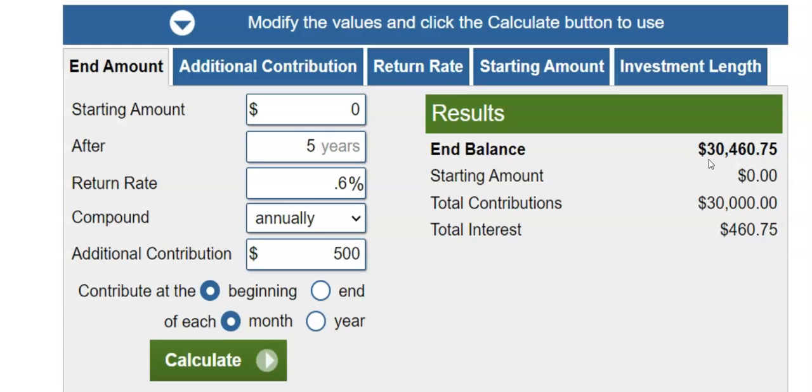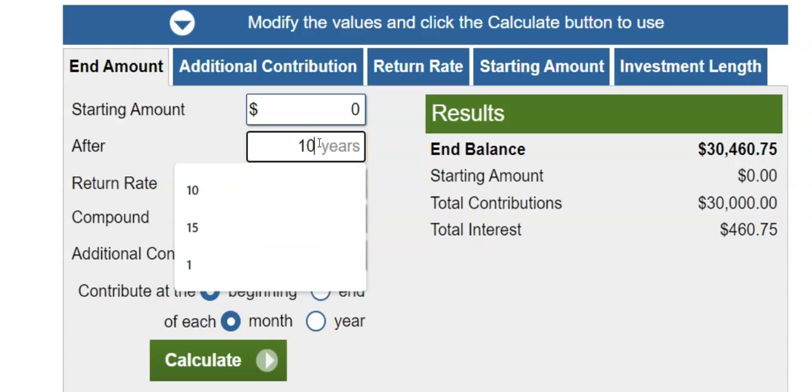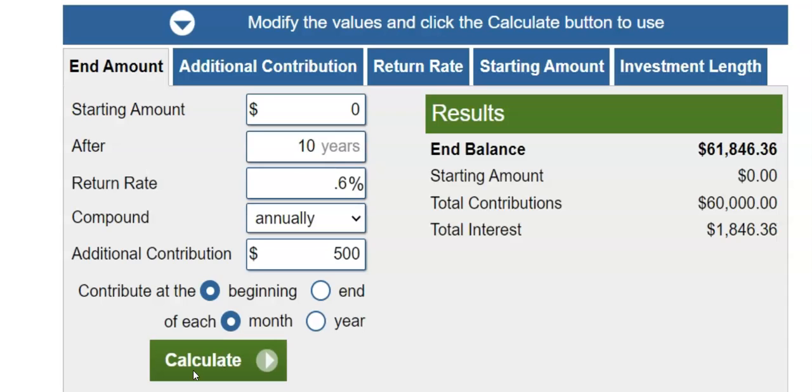You now have $30,460. So let's see if we jump to 10 years, calculate that. You've invested $60,000. Now you have $61,000. Let's jump to 15 years, and this is still investing $500 a month consistently. At the end of 15 years, you've invested $90,000. You have $4,000 in interest, which is about $94,000.